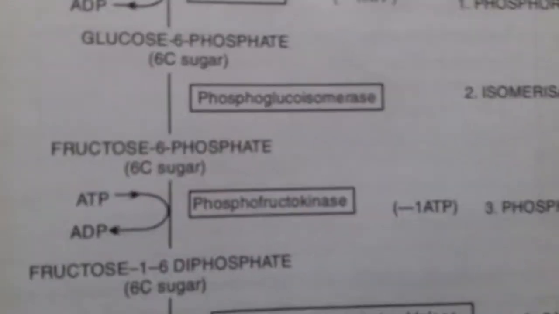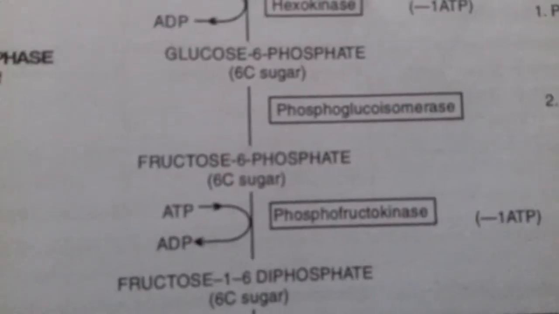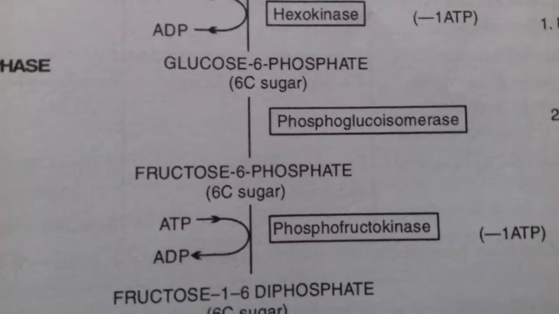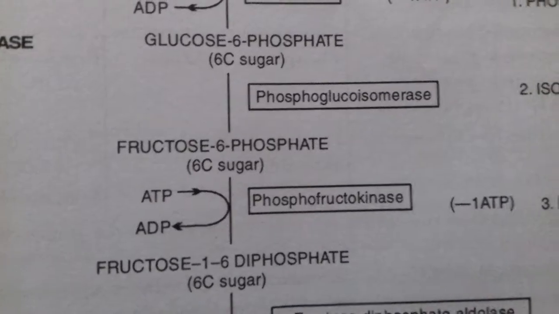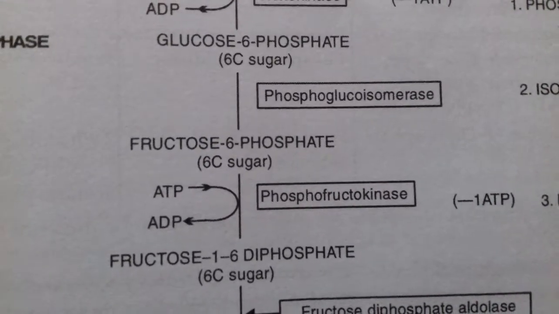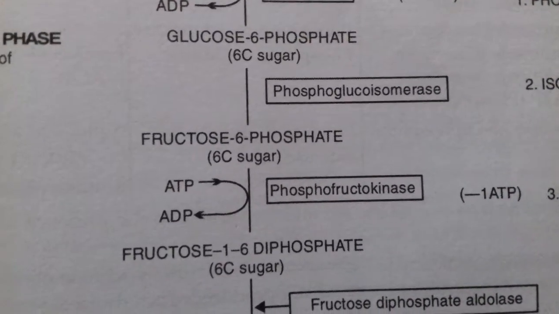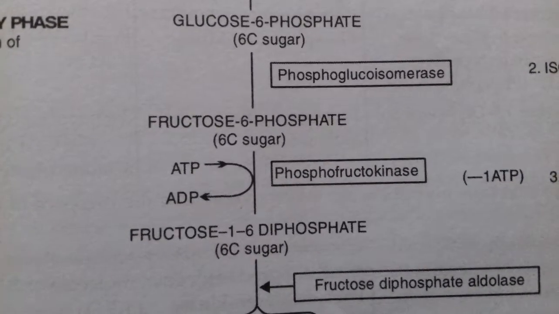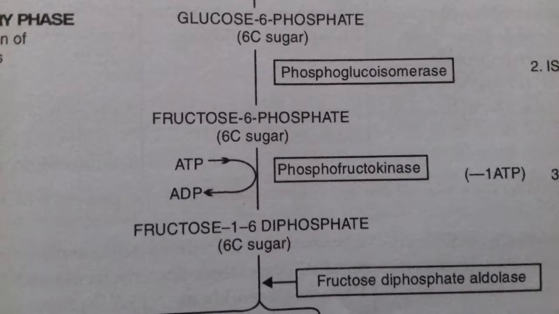The next step is called isomerization. The glucose 6-phosphate, 6C sugar, in the presence of phosphoglucoisomerase will convert into fructose 6-phosphate, which is also a 6C sugar.